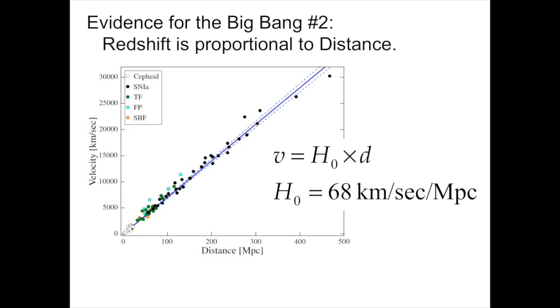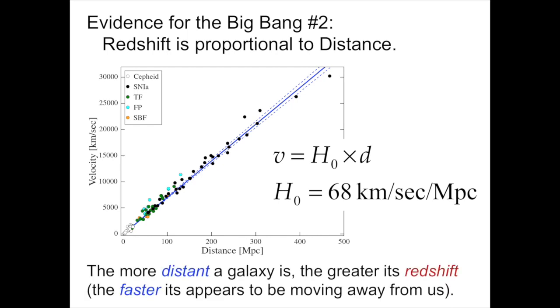Evidence for the Big Bang number two is that redshift is proportional to distance. We see a Hubble law, that the apparent radial velocity of galaxies is proportional to the Hubble constant times the distance of a galaxy, with the current value of the Hubble constant being about 68 plus or minus 1 kilometers per second per megaparsec. The more distant a galaxy is, the greater its redshift, the faster it appears to be moving away from us. As we described in previous lectures, this is a consequence of the general expansion of space-time as the universe gets larger and larger, carrying galaxies apart, showing us the Hubble law that is observed for all objects at large distances in the universe.